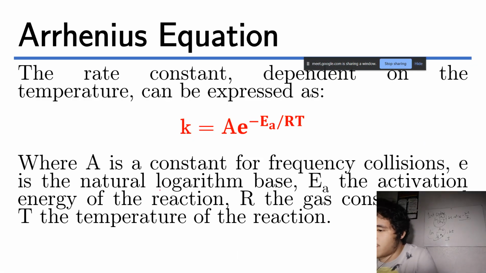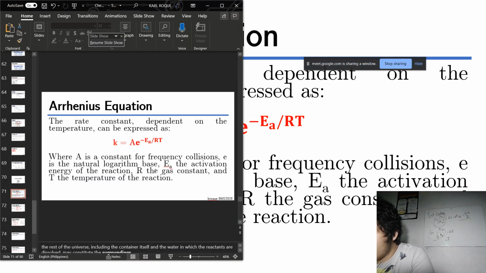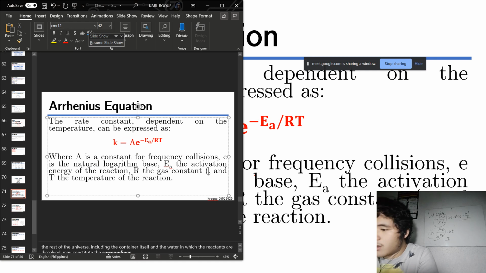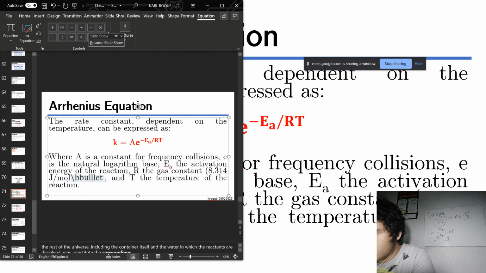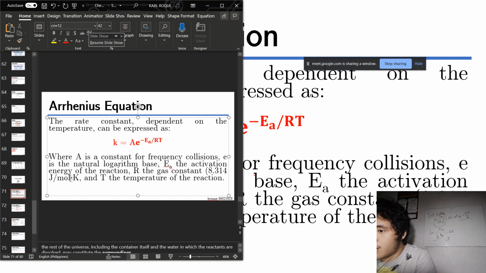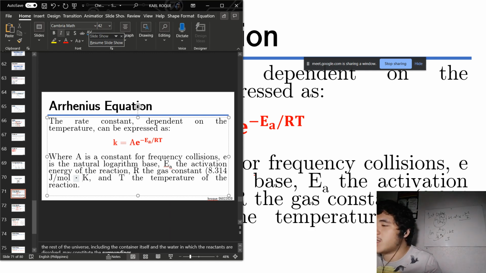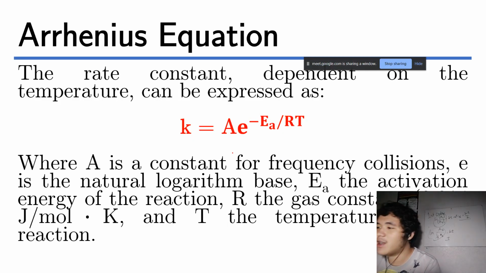Okay. Teka, dagdag ko lang. Joules per mole. Yan. Hindi siya yung 0.08206. So, ang gas constant natin dito ay 8.314 joules per mole Kelvin and yung T ay temperature of the reaction in Kelvin, syempre.